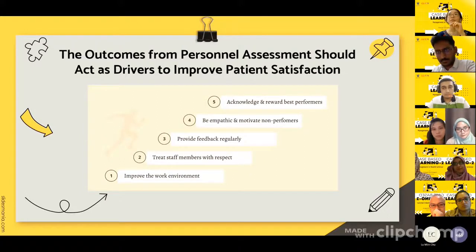The results should be used to fill in the gaps and to improve the work environment, to make it more conducive to providing the best patient care. Second, to be empathetic and motivate non-performers while helping them to achieve the institution's goal in patient care. And thirdly, to acknowledge and reward the best performers so that others can learn from them as role models.